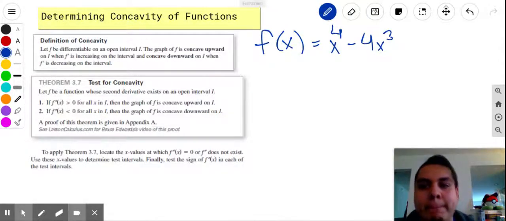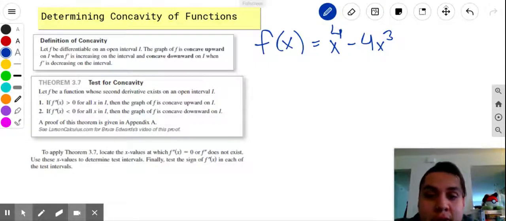If f double prime is less than 0 for all x in I, then the graph of f is concave downward on I. So to apply this theorem, we have to locate x values at which the second derivative is equal to 0 or the second derivative does not exist. Then we use that to create our intervals, then we just test it out like we were doing before.